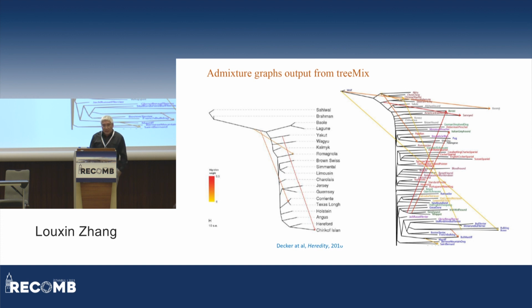Although the tree-child networks are special, the mixture graph output by the very popular program called TreeMix is often a tree-child network. Here are 2 examples from the literature.